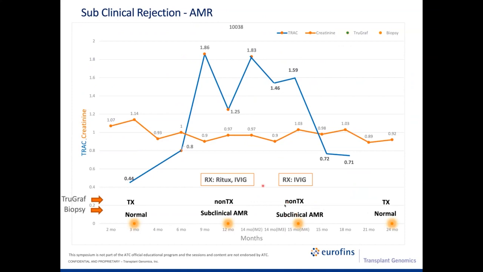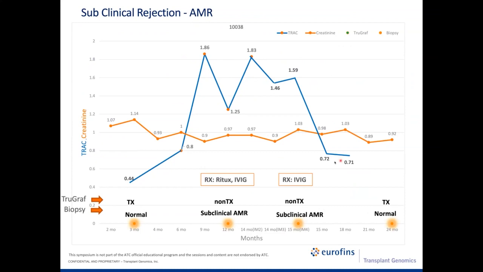So 3 months later, they undergo another biopsy, again with perfect stable renal function, but they have subclinical antibody-mediated rejection. Again, the TruGraf assay is non-TX, suggesting that that's what we would find. And still, the cell-free DNA assay is persistently elevated. They're again treated with another round of IVIG. Now the cell-free DNA assay drops.